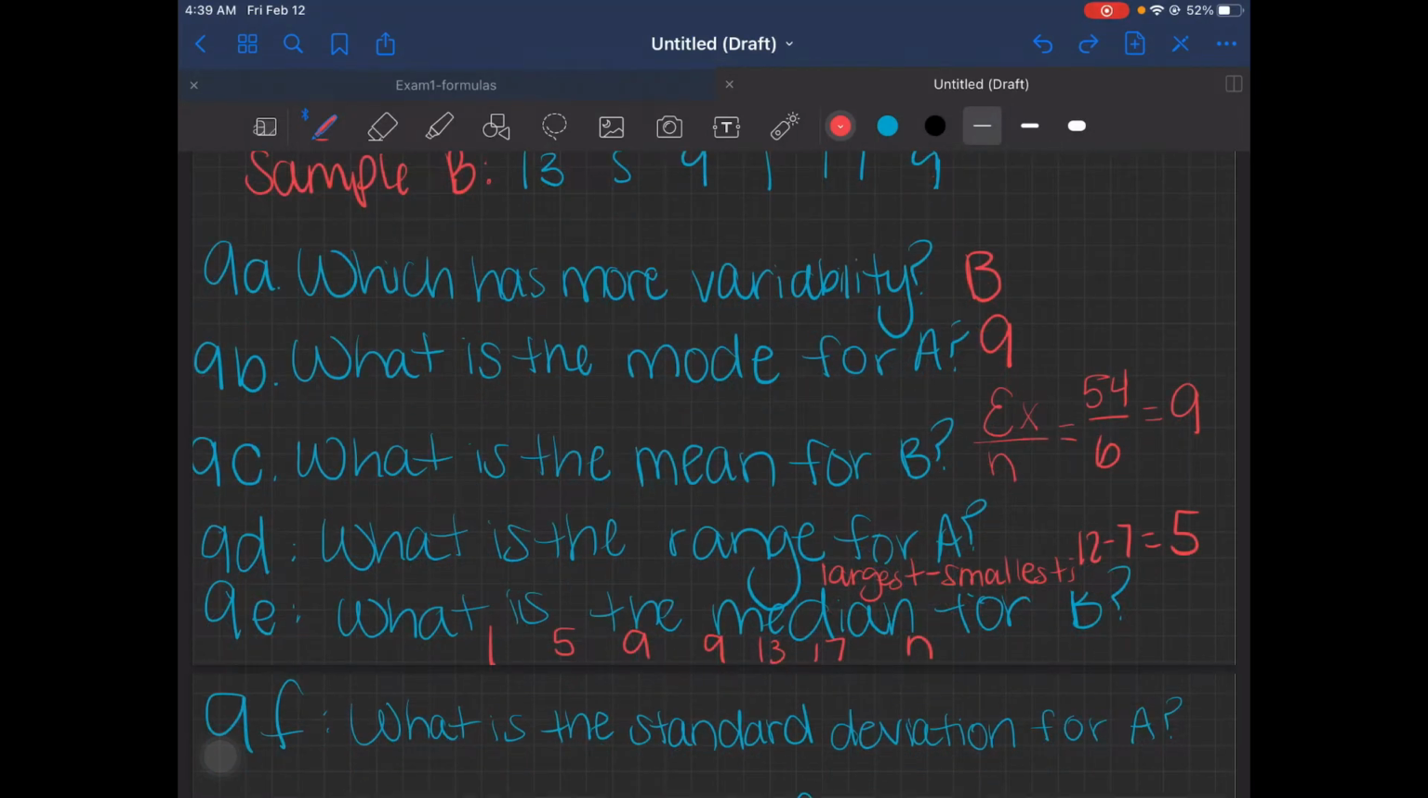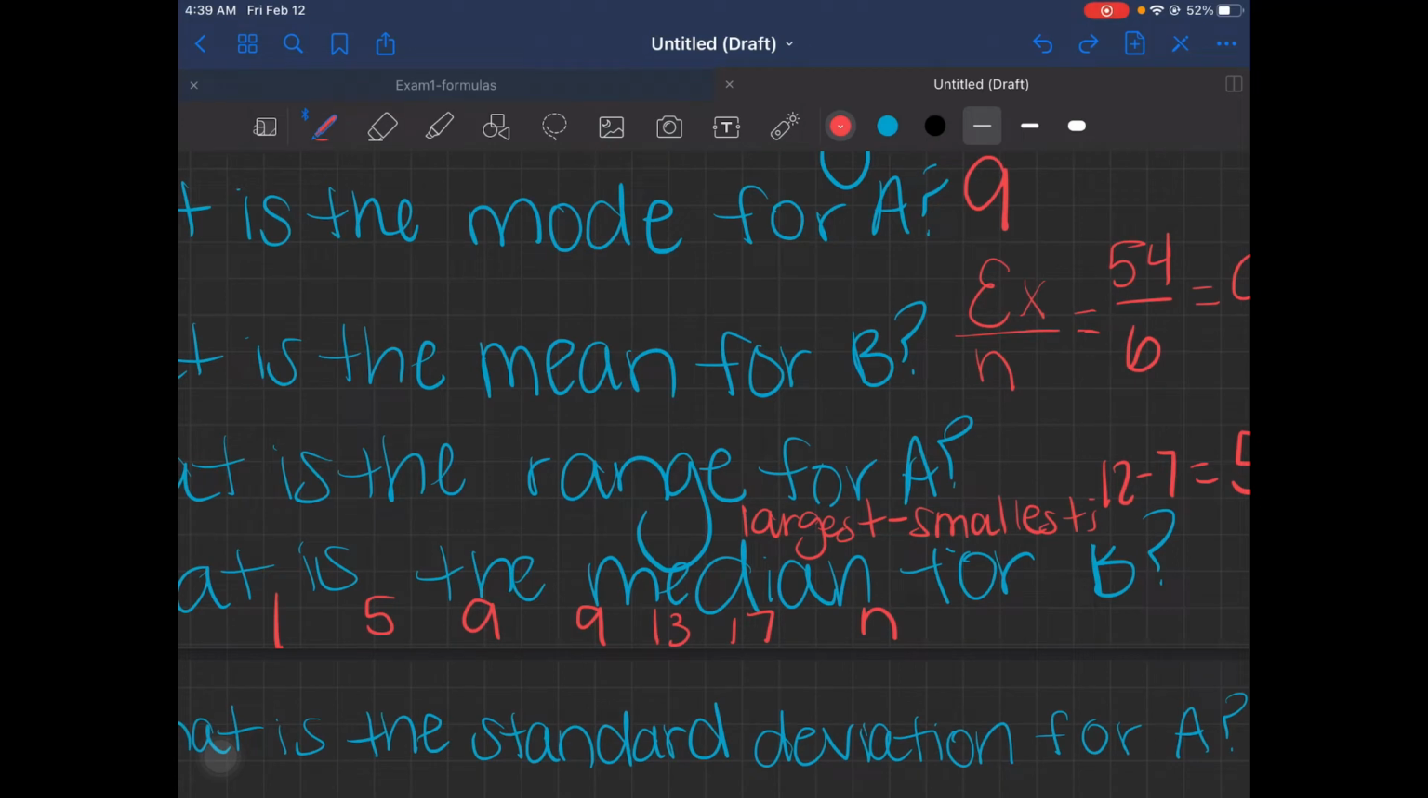Sorry, guys. My screen recording stopped there for a minute. But what we were doing is finding the median, and I had just put sample B in order from least to greatest. There are two ways to find the median. One way I learned in this stats class, and another way I learned in elementary school, so I'll show you both ways. The first way, from this stats class, is probably the best way, but you can use the other way to double check yourself.